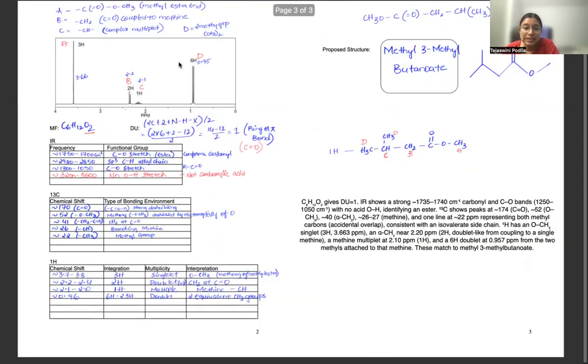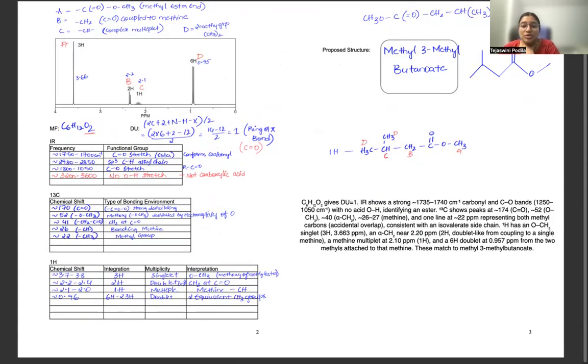Based on these, the proposed structure is CH3O, C double bond O, CH2, CH, CH3 and CH3. So there are 2 CH3s, 1 CH, 1 CH2, and 1 carbon attached to oxygens. The proposed structure is methyl 3-methylbutanoate. This is the skeletal structure, and this is the condensed structure.